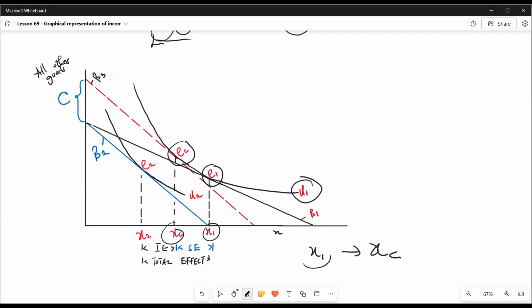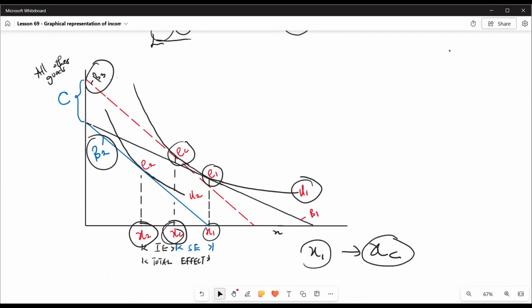If the movement from X1 to XC is substitution effect, then it means that the remaining movement from XC to X2 is therefore the income effect. Income effect shows how the quantity demanded changes when income falls, but the relative price stays the same. We know that relative price stays the same because the budget constraints B3 and B2 are parallel. So two parallel budget constraints means the slope is the same. So the budget constraints B3 and B2 have the same slope, which means the relative price for these two budget constraints are the same.